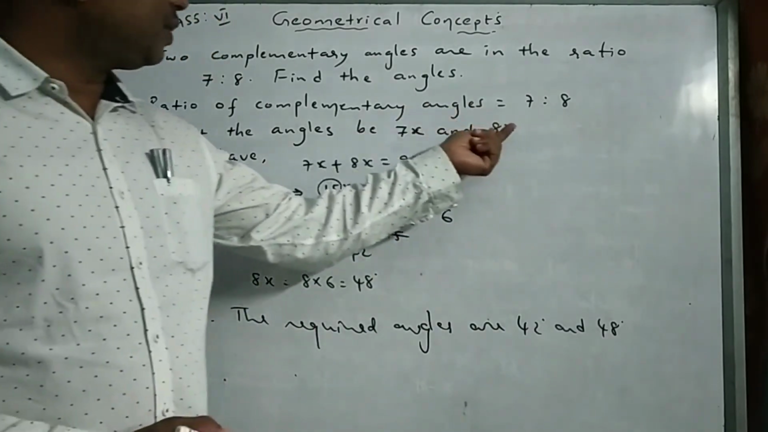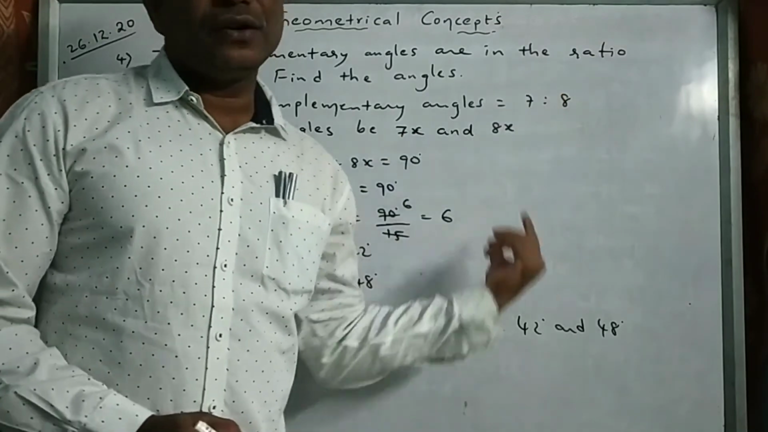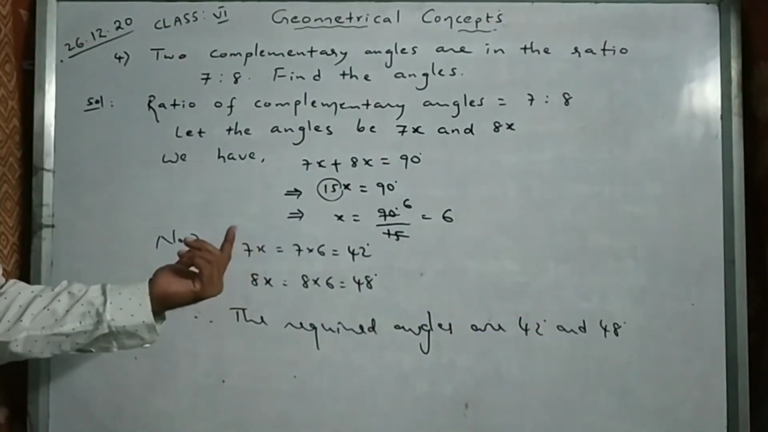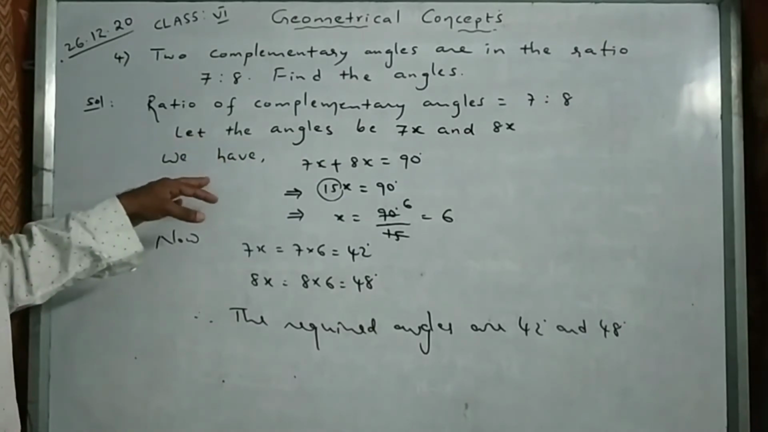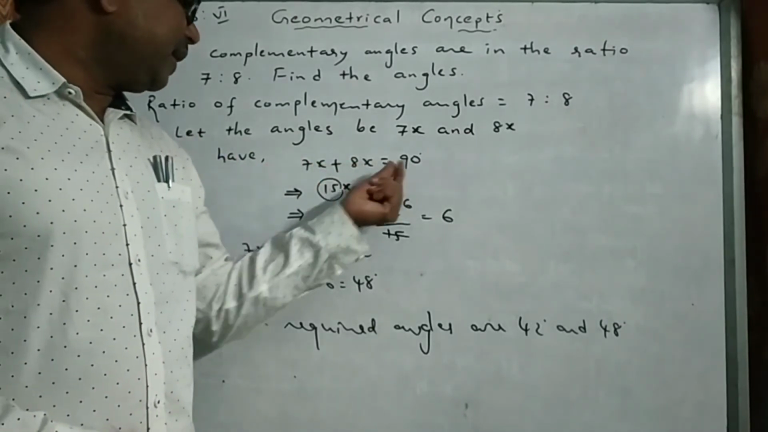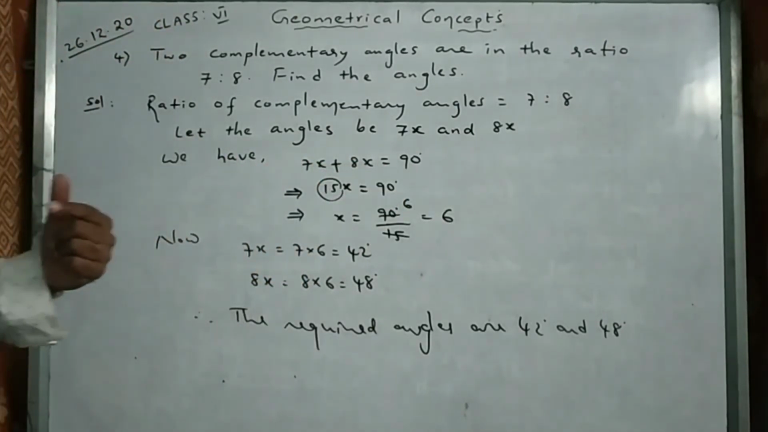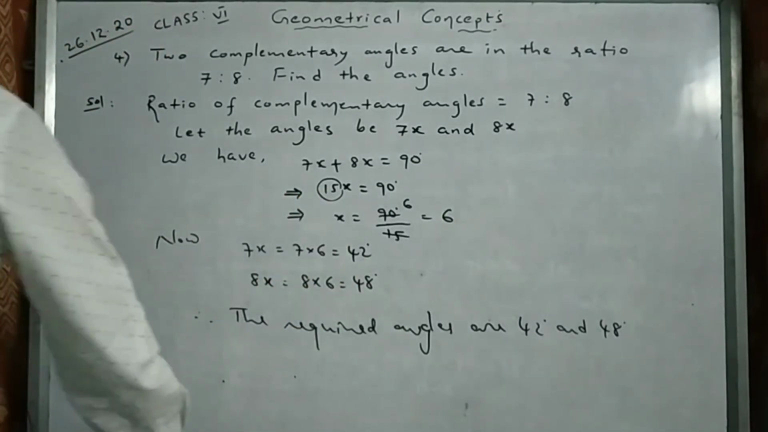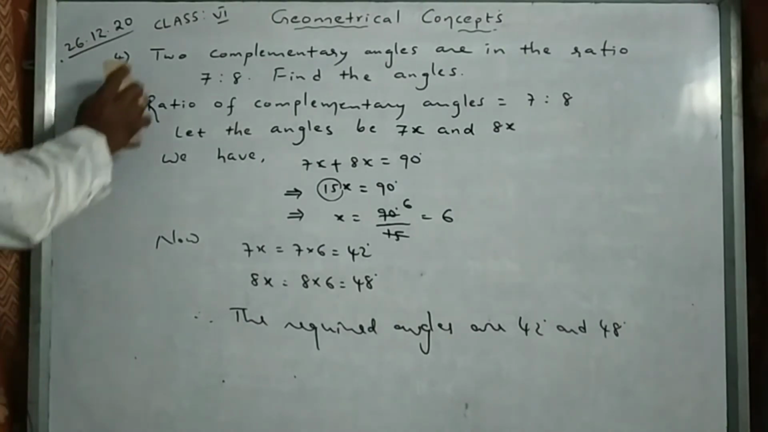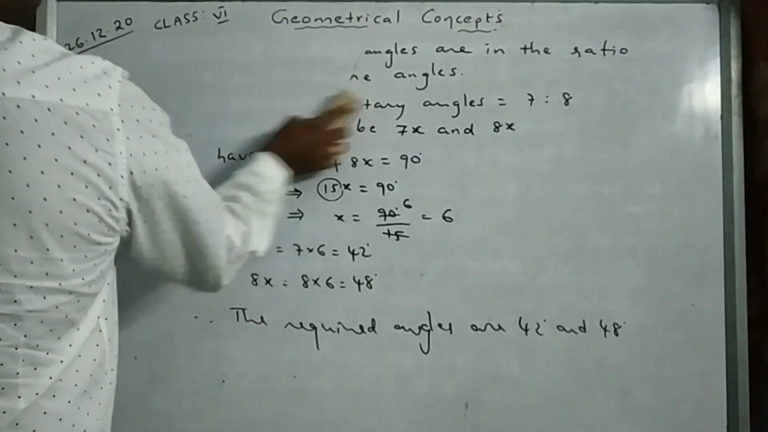Whenever we are given the ratio like this, you can take it as x, 7x and 8x. If you find the ratio, the x's cancel, and 7:8 only will remain. There is nothing wrong here. Since they are complementary angles, the sum of two complementary angles is 90 degrees. So calculate and substitute. That's all. Hope it is clear. Fifth one.